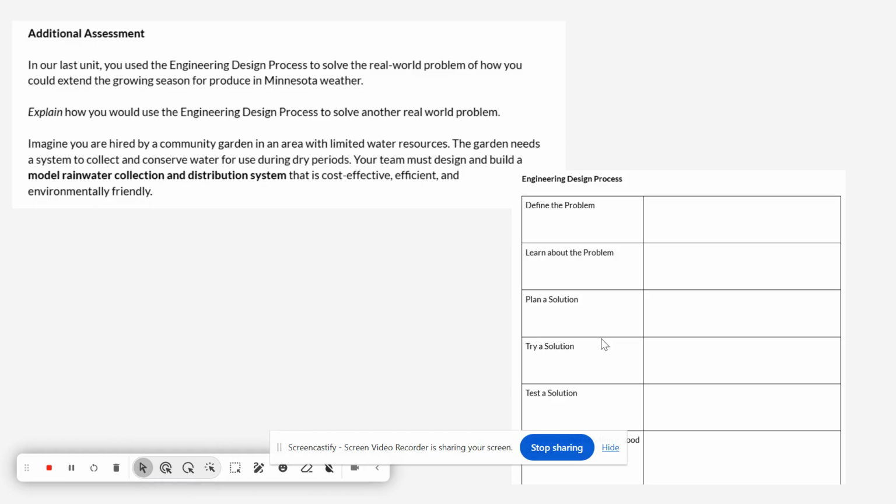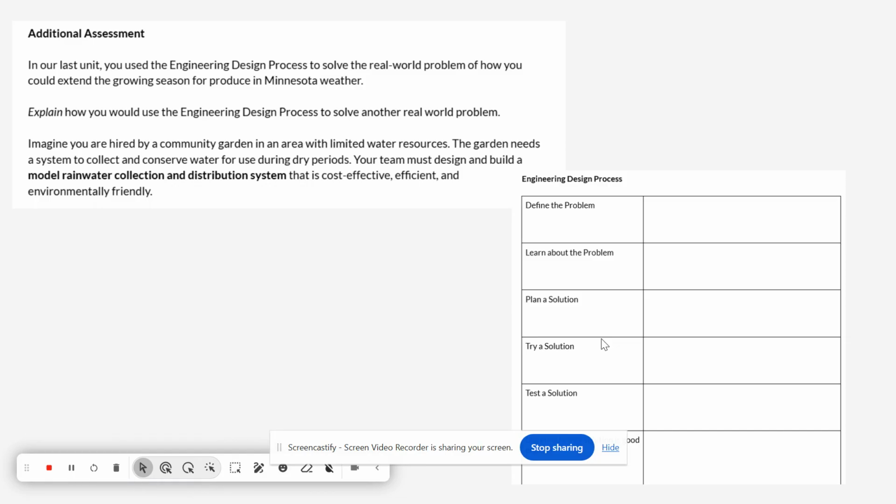So I created another real world problem that sort of mimicked the one that they just completed with the growing season for produce in Minnesota weather, and asked students really to explain how they would use the engineering design process. So I think with the time constraints, students wouldn't have the time to walk through another 12-week engineering design process. So this is more sort of theoretical. Can they explain how to do it?